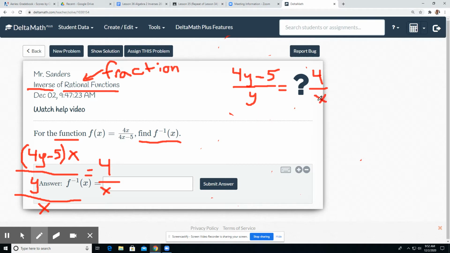Now, here's where we have to be a little bit careful. Notice that both of these are being divided by y. So let's look at it that way. Each term is being divided by y on the left. So that's 4y divided by y, minus 5 divided by y, equals 4 over x. So just follow the normal steps and hopefully things will work themselves out. The y's right here cancel and we get 4 minus 5 over y.